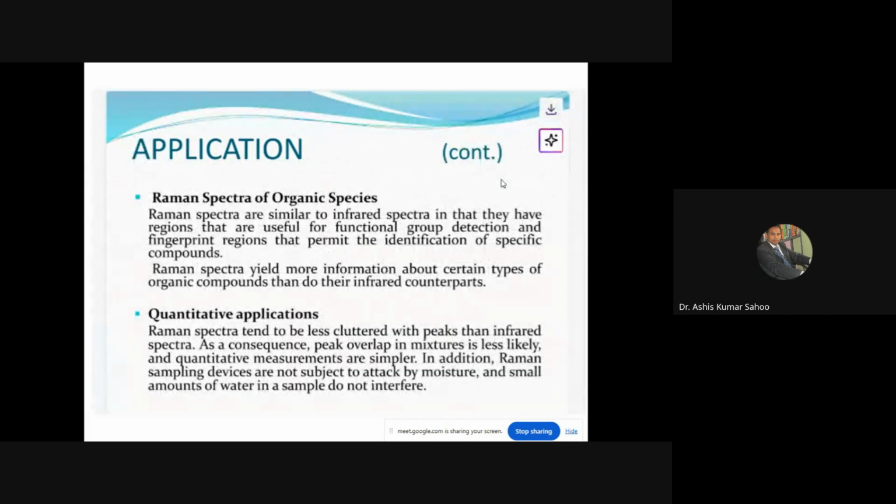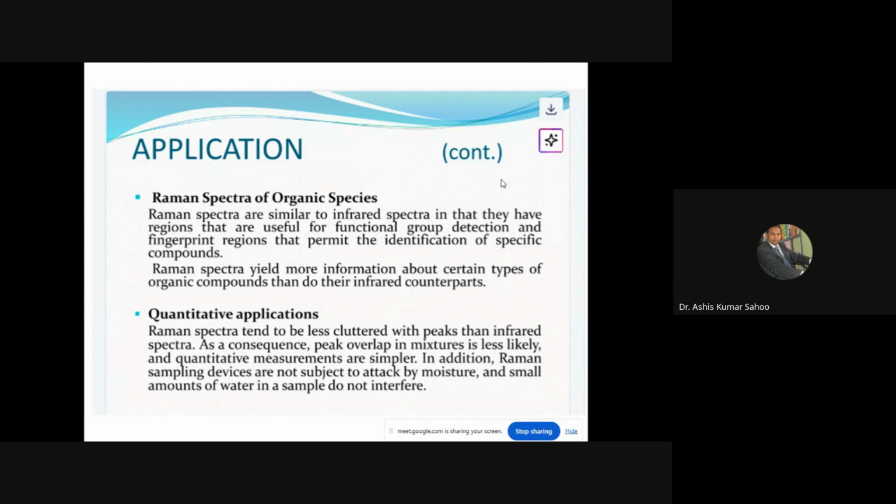Raman spectra can also be used in the case of organic species. Raman spectra are similar to infrared spectra in that they have regions that are useful for functional group detection, and the fingerprint region permits the identification of species. Raman spectra yield more information about certain types of organic compounds than do their infrared counterparts.